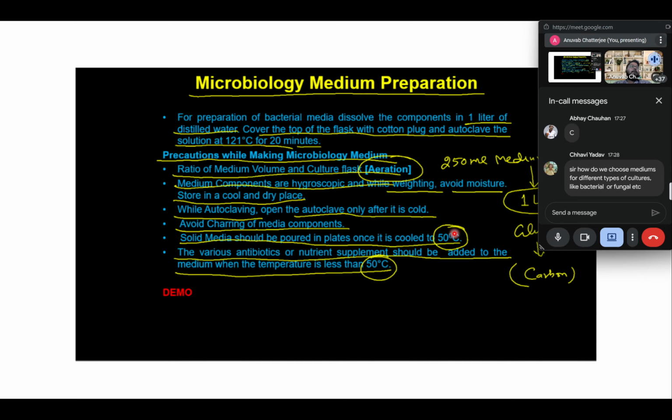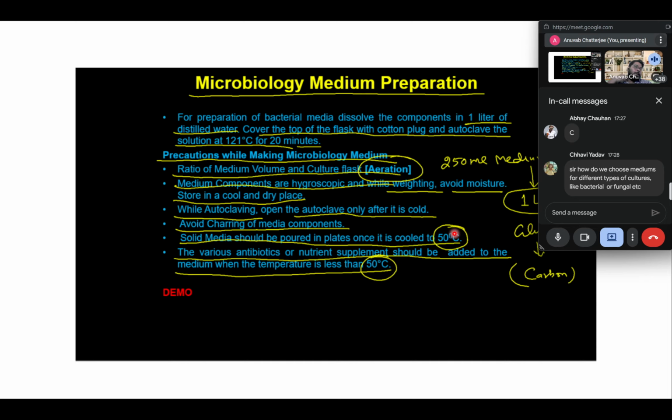The other is complex media, where you do not know the exact composition. For example, LB media, Luria-Bertani media, which is used to grow E. coli throughout the world, probably the most commonly used microbiology media ever. It uses something known as yeast extract. So you grind up yeast and put the entire yeast cells into the media, and the bacteria will take whatever they need out of the solution. So you do not know the exact composition, but you know that it works.